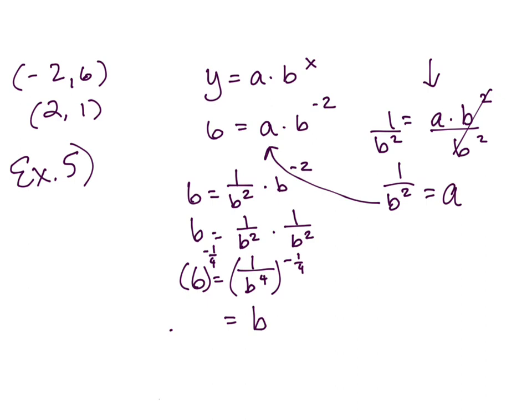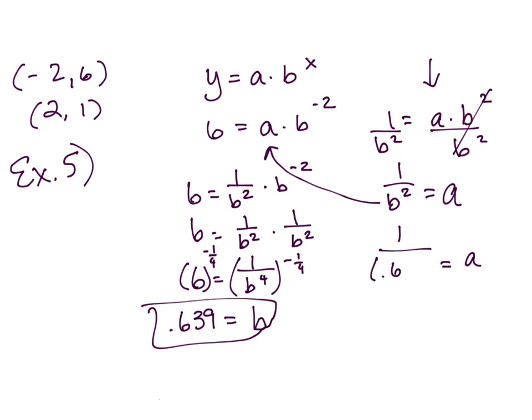0.639. Okay, so there's our b value. Now what do we do with that? Plug it back in to find a. We know that 1 over b squared equals a. So we're going to have 1 over 0.639 squared.